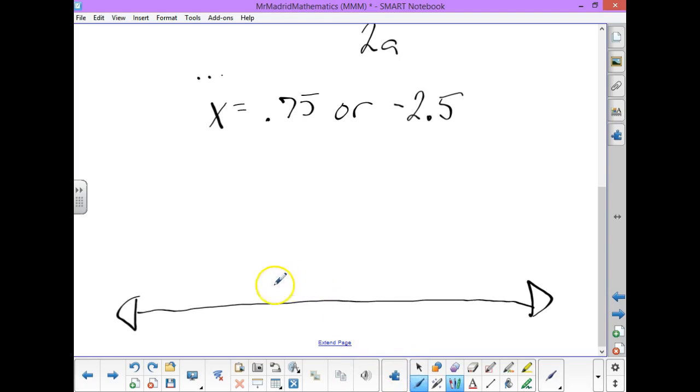And what we're going to do is divide it up by these two values, right? So negative 2.5. We'll put 0 here, we'll put negative 2.5, and we'll put 0.75 about there. Alright, 0.75. Now, this isn't drawn to scale. Obviously, they're not equidistant. However, this is going to give me some room so I can operate here, okay?